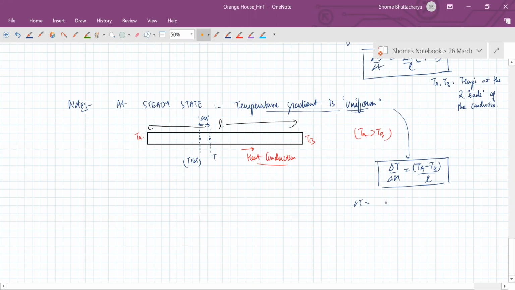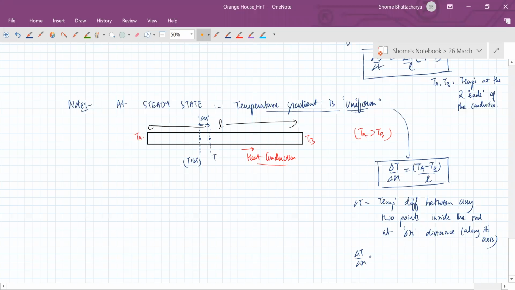Okay. Delta T is the temperature difference between any 2 points inside the rod at delta x distance, okay, along its axis. So delta T by delta x is called the temperature gradient. So at steady state, this temperature gradient becomes uniform. Is the same for any 2 points. So that's another property of steady state that we observe.